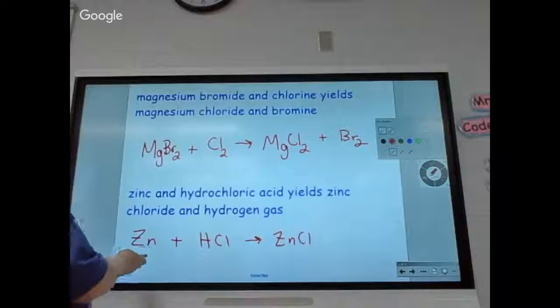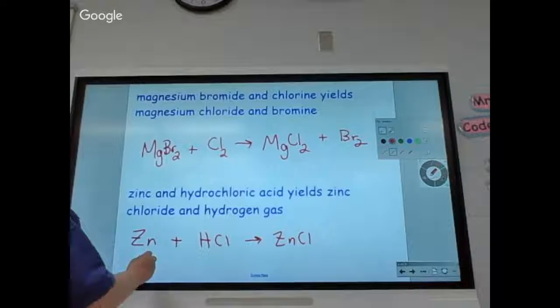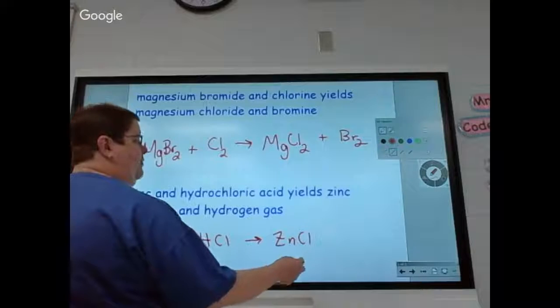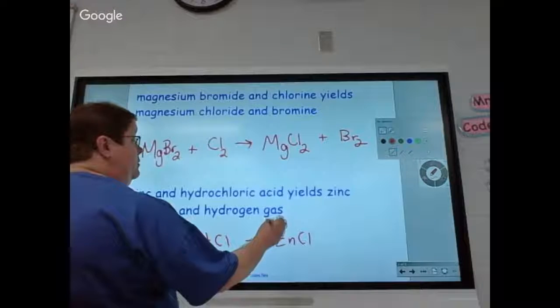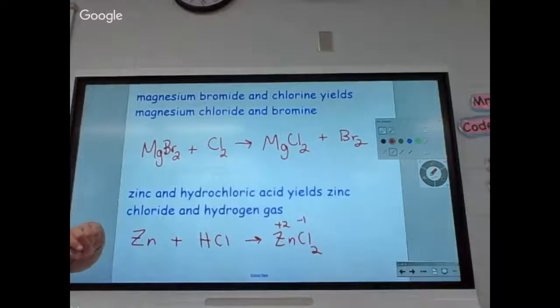This is an element by itself. Does it get anything? This is an acid. It's already written for you if you know the formula, so you don't have to do anything to either of these. This is a compound. What do you have to do to it? Crisscross. Bring your 2 down. If you don't have a 2 on it, it's wrong.